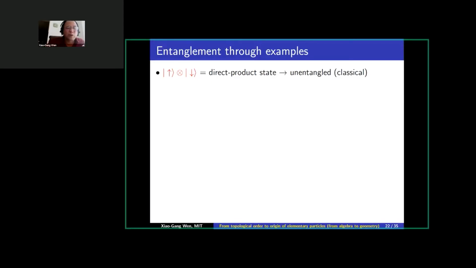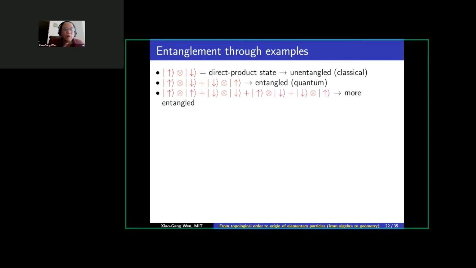Let's again consider two spins. We have spin 1 and spin 2. If spin 1 is up, spin 2 is down. So this we call a product state. And this corresponds to the tensor decomposition as a product state. And entangled states are like up down plus down up. So these are entangled states. Okay. Then we have more states like up up plus down down plus down up plus up down.